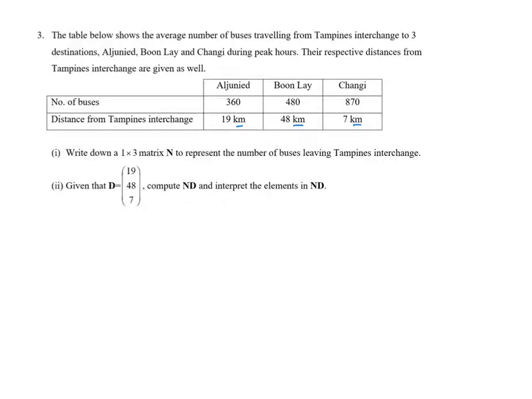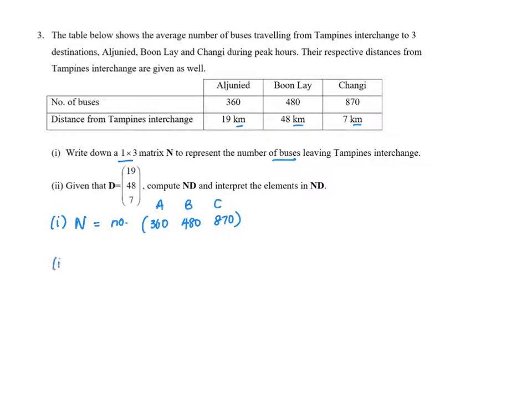Now they want us to write down a 1 by 3 matrix to represent the number of buses leaving the Tampines interchange. That means I only need one row. It's talking about the number of buses leaving for the different locations: Aljunied, Boon Lay and Changi. So I have 360. And this will be the answer for part 1.